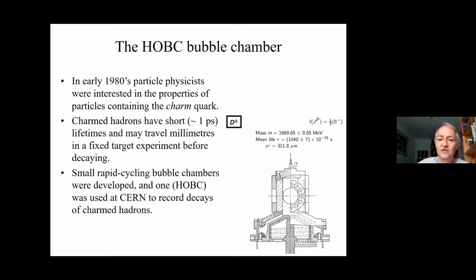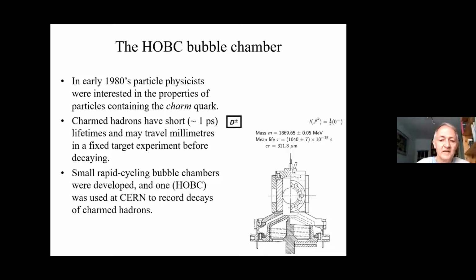So here I've just copied from the latest Particle Data Group book the D meson, which is one of the things we were looking for. It's got a lifetime, as I say, of a picosecond, which means its proper distance, proper lifetime times c, is about 1/3 of a millimeter. Now, of course, lifetime is like radioactive decay. So after 5 or 6 of these distances, you probably have very few that are actually going to have lived that long, but some of them will.